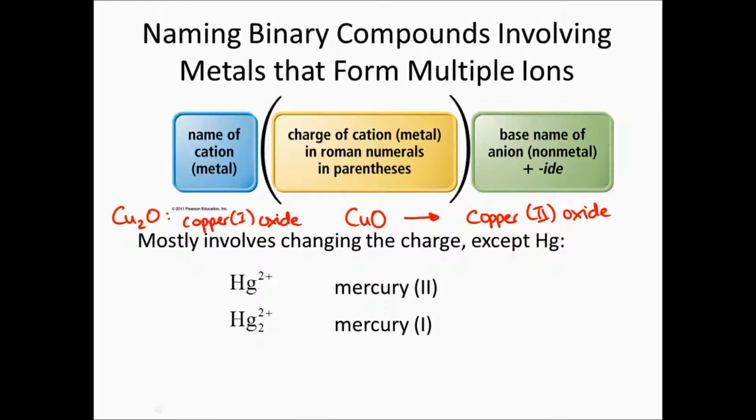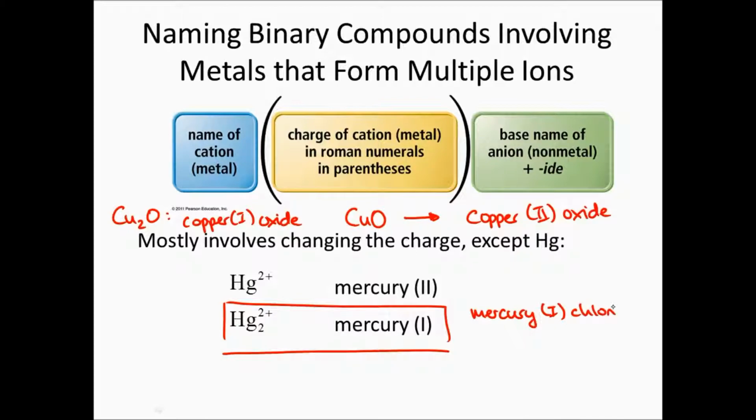One thing you have to be careful with, though, is the mercury(I) ion. And this is actually a polyatomic ion, but it's worth mentioning here that a mercury(I) ion is Hg2 2+. So a 2+ ion. So therefore, if I have mercury(I) chloride, then I would have Hg2Cl2. I can't break this down into HgCl because this Hg2 is a single unit.